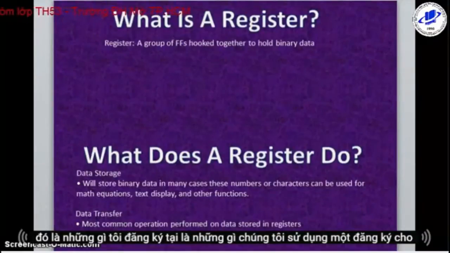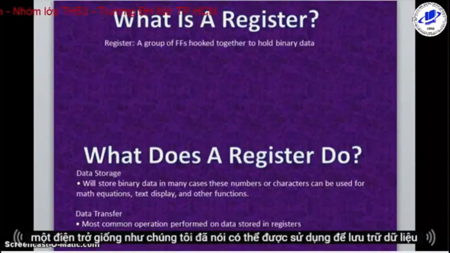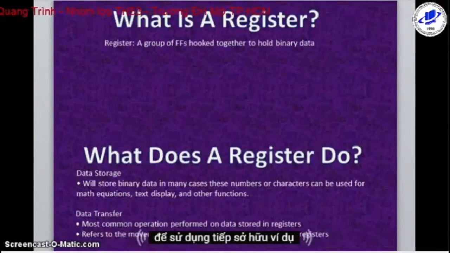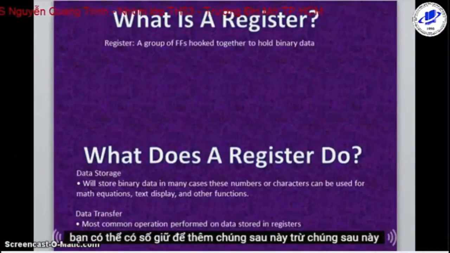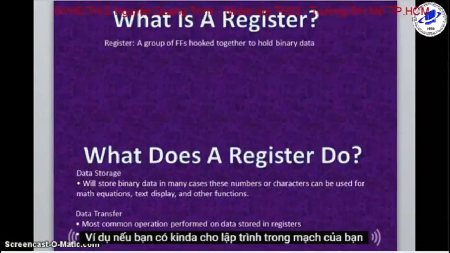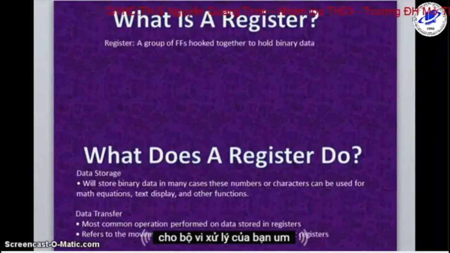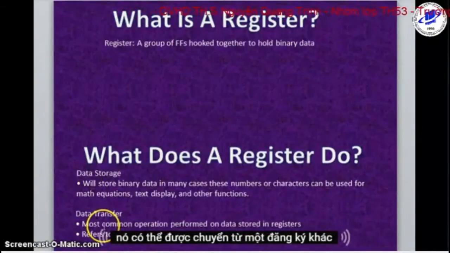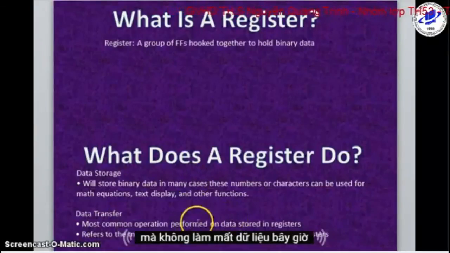Now, what do we use a register for? A register, like we said, can be used for data storage, so we can use it to store data for further use. For instance, you can hold numbers in order to add them later, subtract them later, multiply them, or even display them on an LCD, if you have that kind of programming in your circuit or your processor. Data can also be transferred. Due to the fact that it is stored, it can be transferred from one register to another without losing the data.